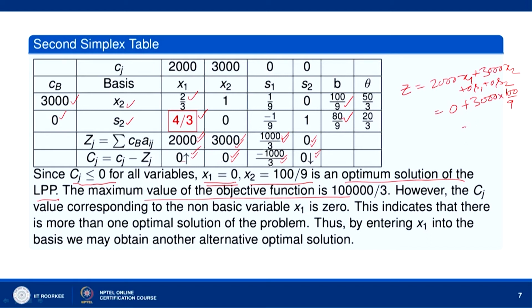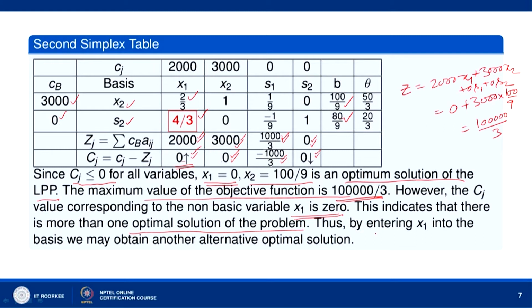So, what we get is 100,000 divided by 3. However, consider the Cj minus Zj value corresponding to the non-basic variable. X1 is a non-basic variable, and the Cj minus Zj value corresponding to the non-basic variable X1 is 0. This indicates that there is more than one optimal solution of the problem.